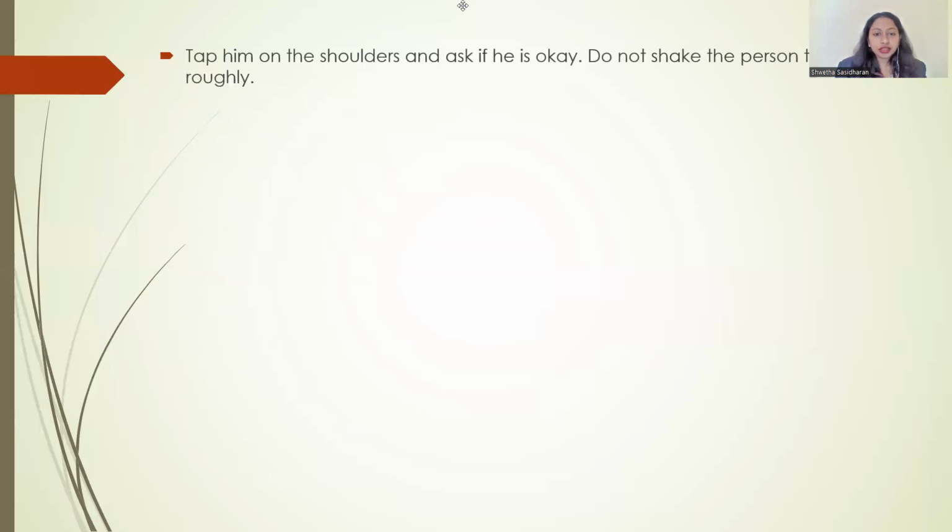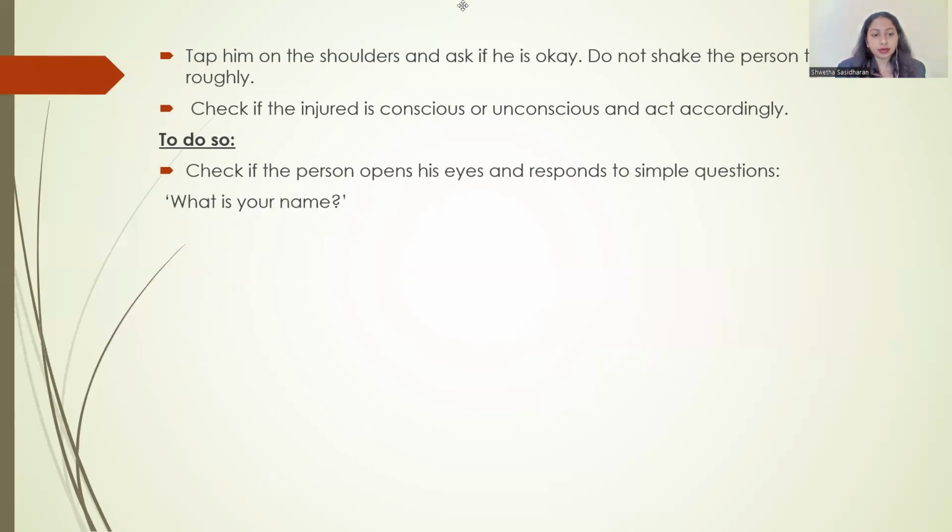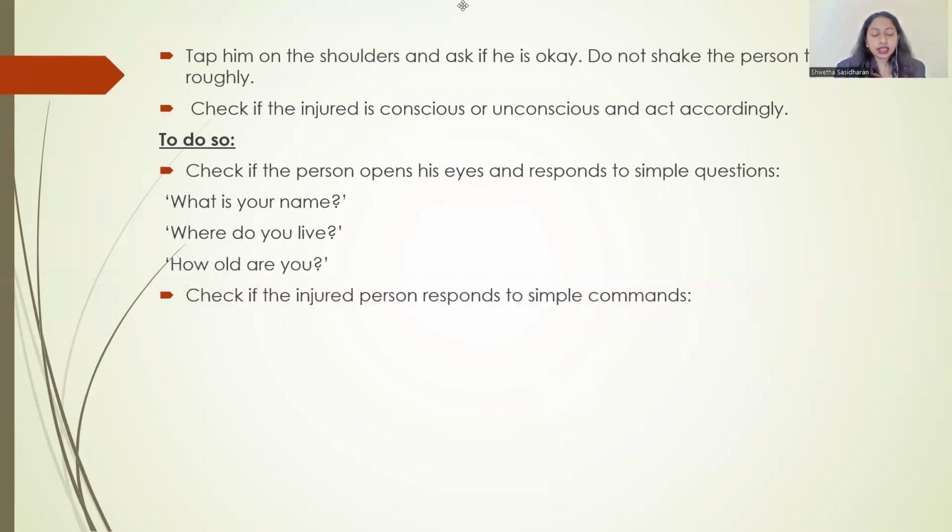Now, tap him on the shoulder and ask whether he is okay, but do not shake the patient roughly. It can cause further damage or worsen the condition. Check whether the injured person is conscious or unconscious and act accordingly. In a conscious situation we need to act differently, and in an unconscious situation we need to act differently. If the person opens his eyes and responds to simple questions, for example, what is your name? Where do you live? How old are you? If they are able to say that, we can say that they are responsive.